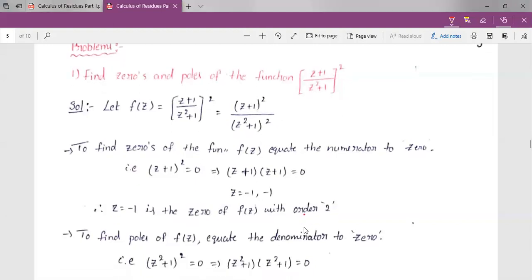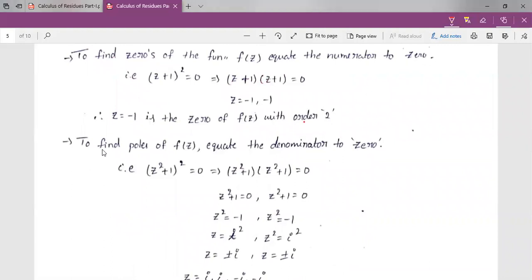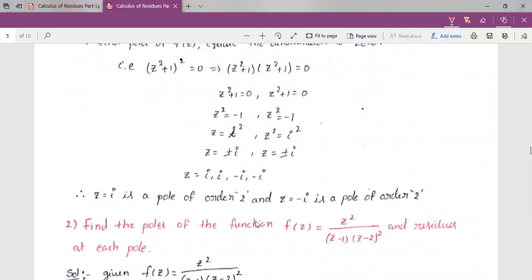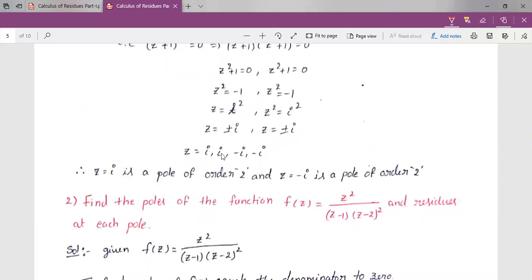Now we find poles of the function. We know that for finding poles of f of z, we equate the denominator to 0. So here our denominator is (z square plus 1) whole square. We expand that: (z square plus 1) into (z square plus 1) equal to 0. So when we simplify and find the z values, finally we get z equal to i, i and minus i, minus i. So here z equal to i is repeated 2 times and minus i is also repeated 2 times. Therefore, z equal to i and z equal to minus i are poles of order 2.